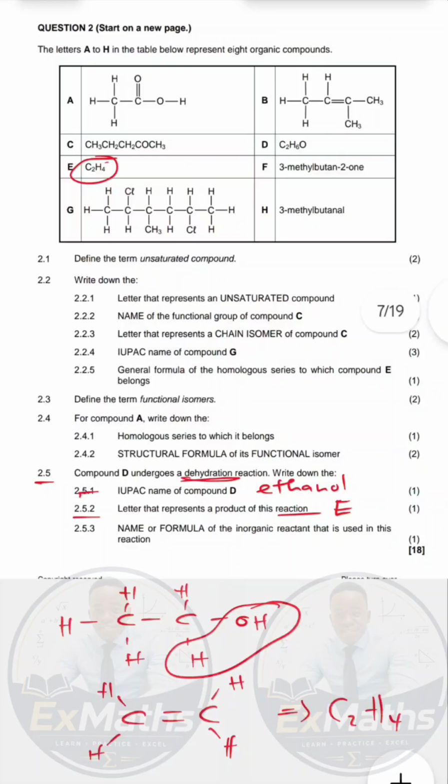As simple as that. Then 2.5.3, the question is asking to name or write down the name or formula of the inorganic reactant that is used in this reaction. I have already mentioned it earlier that to dehydrate alcohols, you require concentrated sulfuric acid. So the formula is H2SO4, but it should be concentrated.